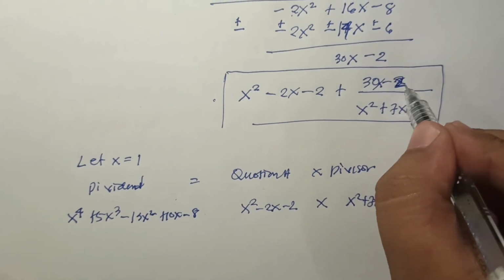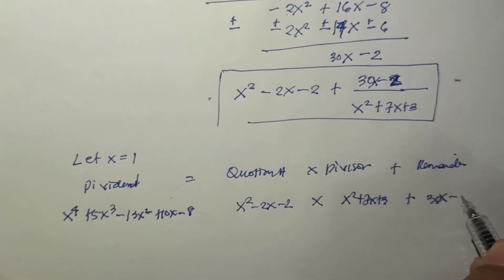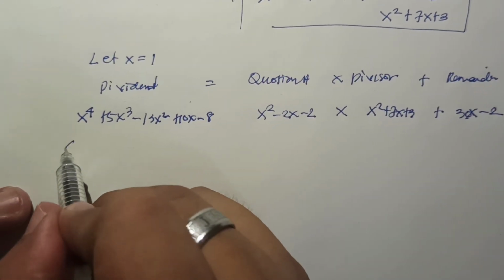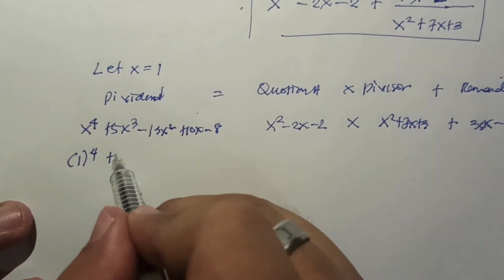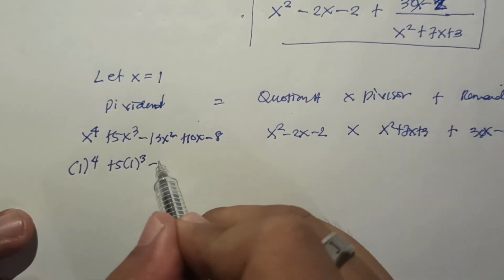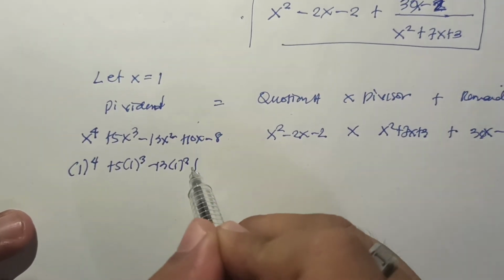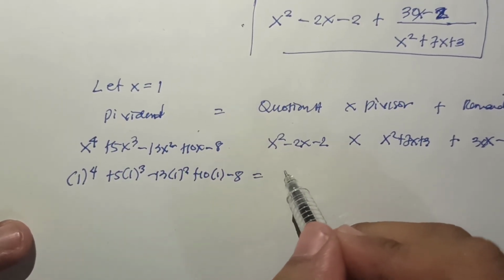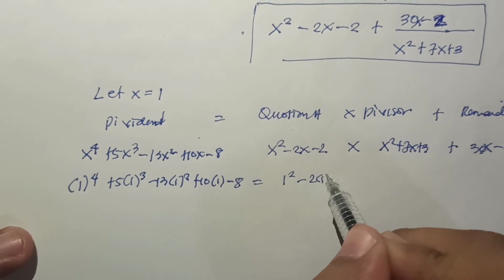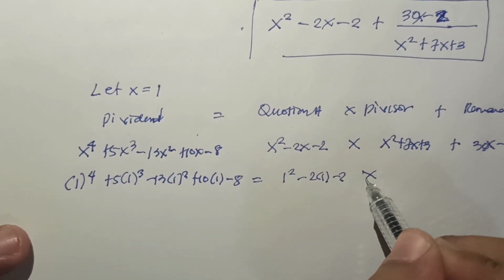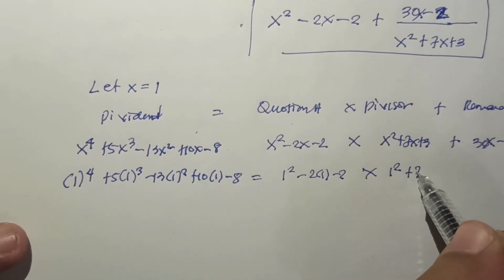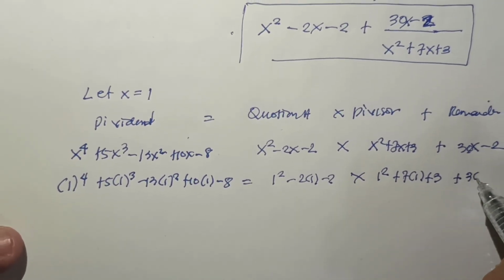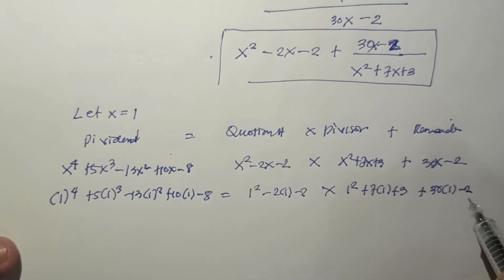This is 30x minus 2 rather. 30x minus 2. So substitute the value for this part. So 1 raised to 4 plus 5 times 1 cubed minus 13 times 1 squared plus 10 times 1 minus 8 equals 1 squared minus 2 times 1 minus 2 times 1 squared plus 7 times 1 plus 3 plus 30 times 1 minus 2.